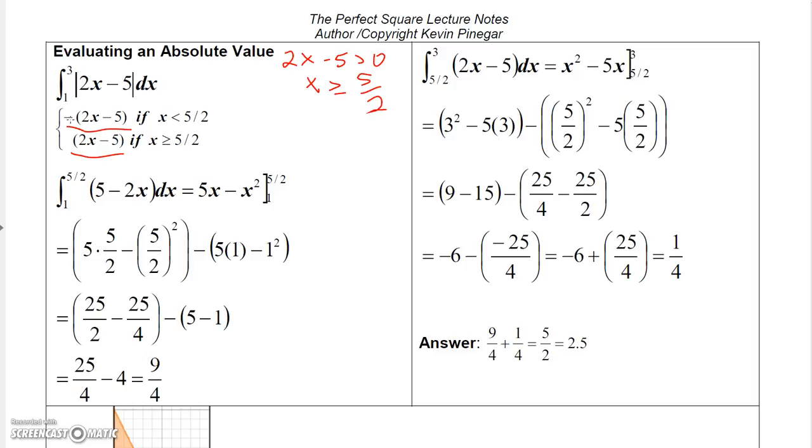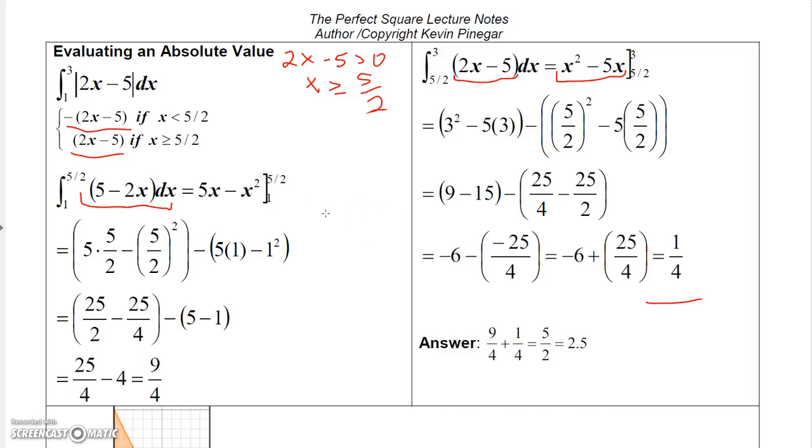So basically what you have to do here is break this up into 2 integrals. When x goes from 1 to 5 halves, which is 2.5, you're actually integrating the minus 1 times 2x minus 5, which is 5 minus 2x. I'll let you see how I integrate that, but you integrate that and then you get 9/4. But when you integrate from 5 halves to 3, you're actually integrating the plus 1 because that's where 2x minus 5 is positive. When you integrate that, you get x squared minus 5x from 5 halves to 3. I'll let you evaluate this. And I got 1/4. Okay?